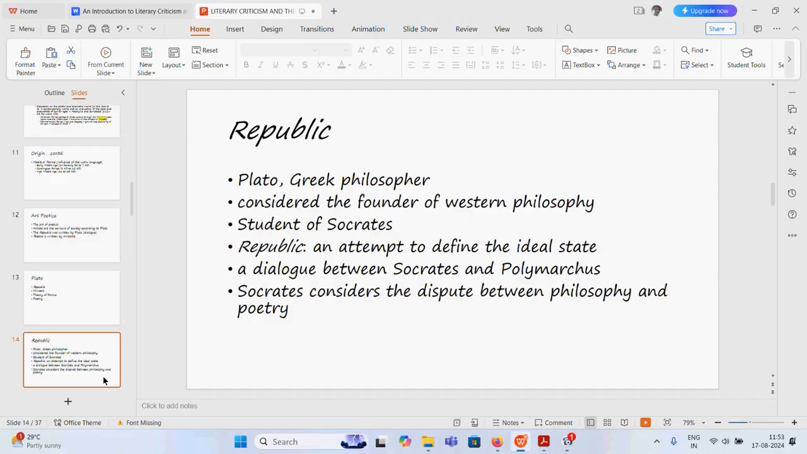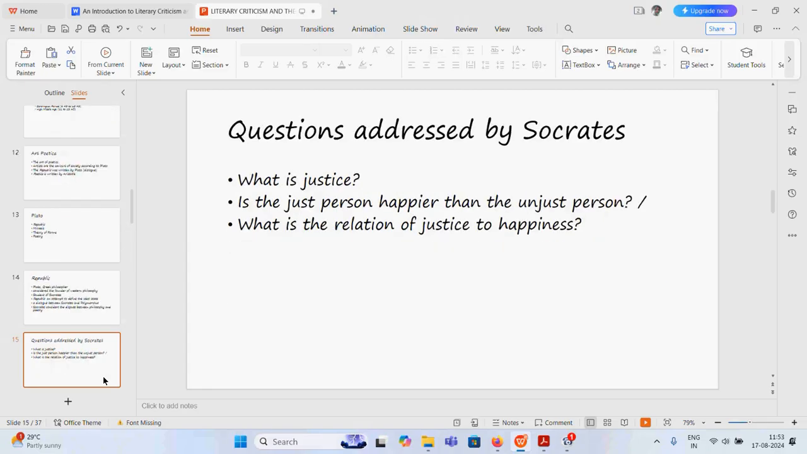As I told you, it is a dialogue. Between whom is this dialogue? It is a dialogue mainly between Socrates and Polemarchus. In this work, Socrates, who is the master of Plato, considers the dispute between philosophy and poetry.